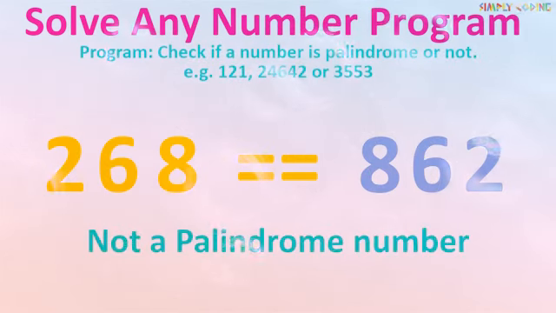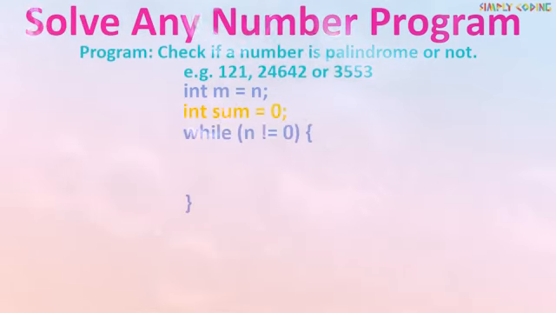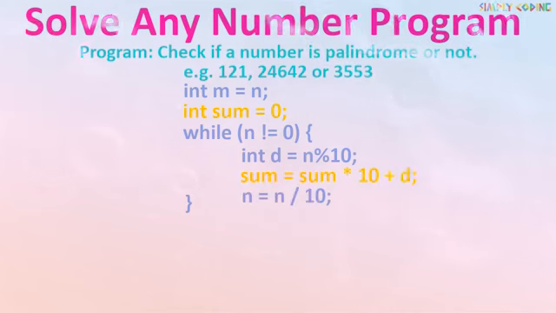So what are we going to do? We have already created a copy of our number N in M. First we will declare a variable which will store the reverse. In the while loop, after we extract D, instead of printing we will form the reverse of the number. How will we do that? Every time we extract a number, we shift the previous digit we have in sum to the left by multiplying it by 10 and then add the next number.